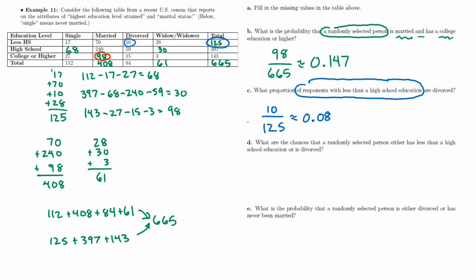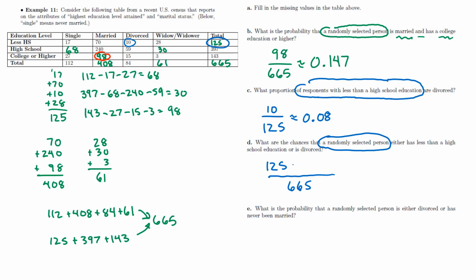All right, part D, what are the chances that a randomly selected person either has less than a high school education or is divorced? Okay, what are the chances that a randomly selected person, we don't know anything beyond that, right? Less than high school education, divorced, those are both things we're asking about, okay? So less than a high school education, well, we know that there are 125 of them, right? And again, this is going to be over the total, right? Because I have not specified that I know anything about this person yet. It's a randomly selected person. So 125 have less than a high school education.